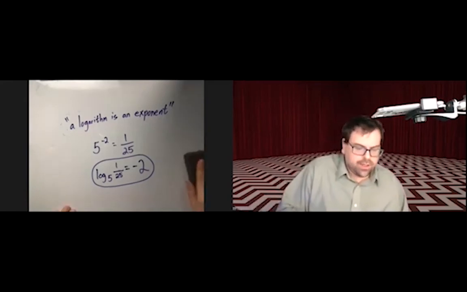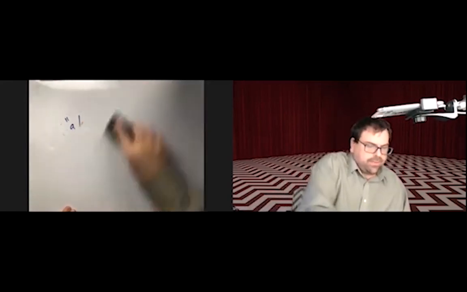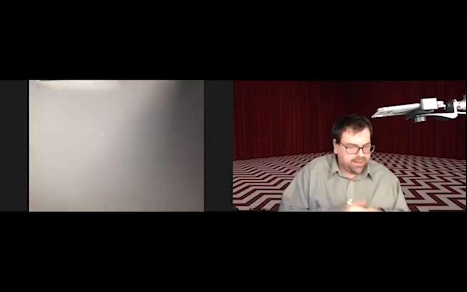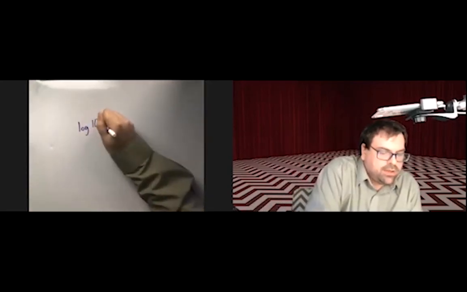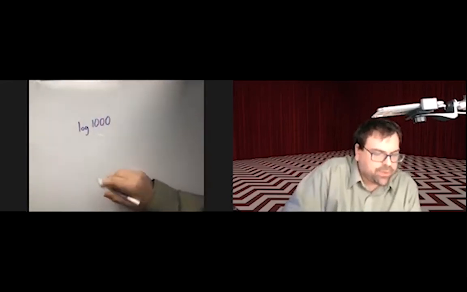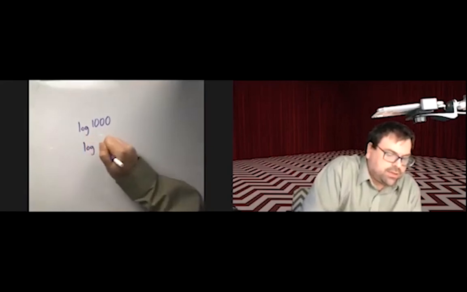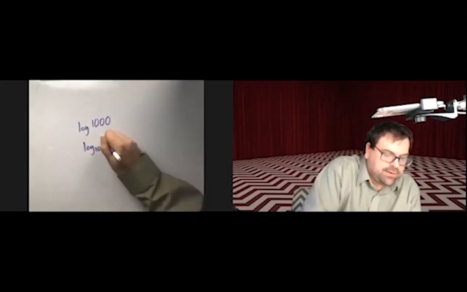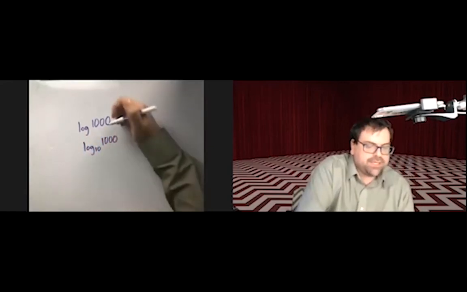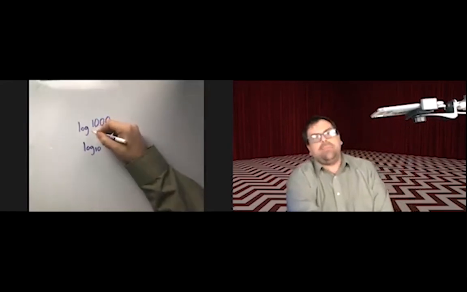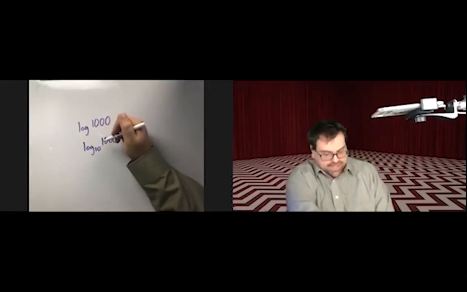So, a couple things to keep in mind. If we just have something like the log of 1,000 with no base written, recall that that is log base 10. So these are the same thing. When we don't see a base, that's base 10.